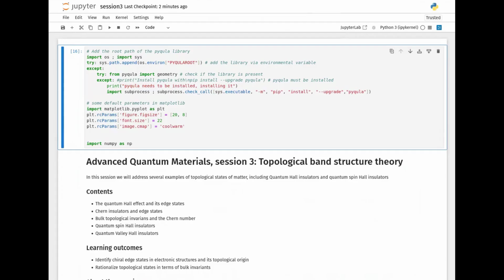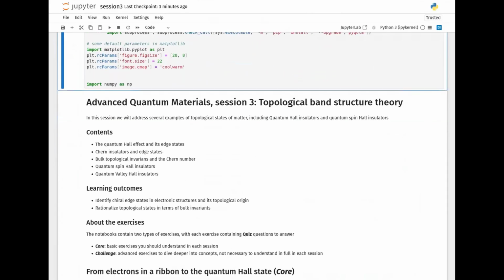So today we are going to do a Jupyter notebook focused on exercises about topological band structure theory. And among others, we are going to look at the quantum anomalous Hall effect, also called Chern insulators. We are going to check also quantum spin Hall insulators and see what is the robustness of the edge states and what is the relationship between edge states and the topological invariant.